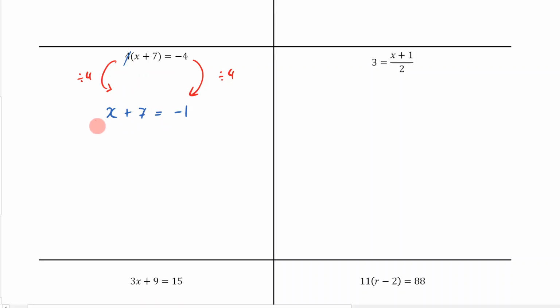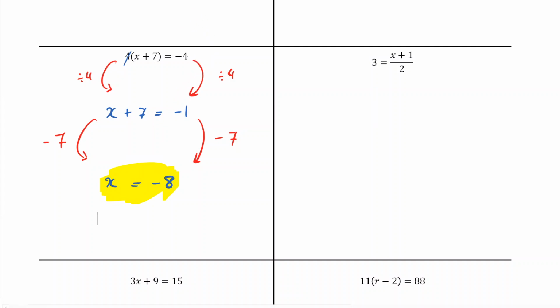Then the next thing that you're going to do is minus 7 from both sides. Now, we've got to be careful with our negative numbers here. Obviously, on this side, 7 minus 7 is just 0, so I've just got x here. Then negative 1 minus 7, that's negative 8. So just be careful with your signs there. I imagine that's where people might make a mistake. Perfect. Hopefully you got that correct.